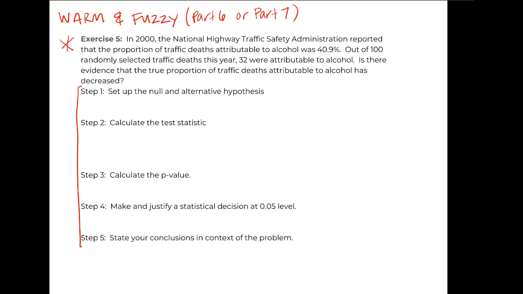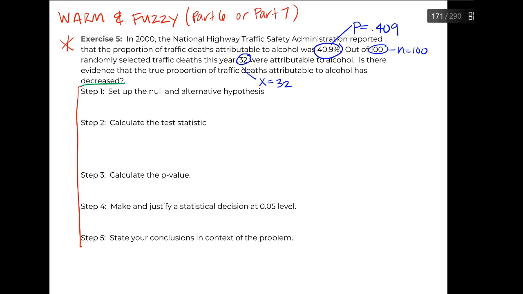So working through this one, we have a reported proportion of traffic deaths, which was 40.9%. I'm going to leave that as a P for now. It does sound like it's a reported value, so maybe it's a p hat, but we'll see what happens. Out of 100 randomly selected deaths, we have our N. 32 were attributable to alcohol. There's our number of successes, right? Our count within that 100. Is there evidence that the true proportion of traffic deaths attributable to alcohol has decreased? So, looks like we have a P, an N, and an X, right?